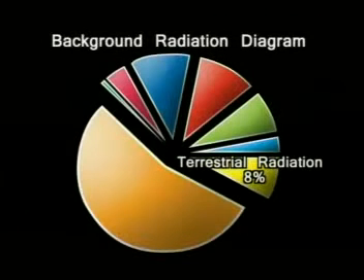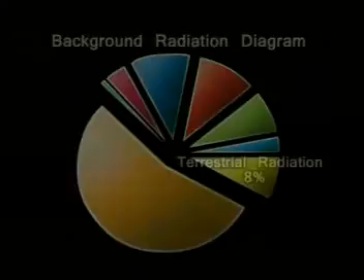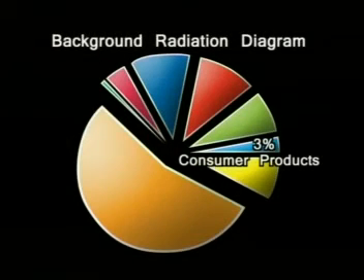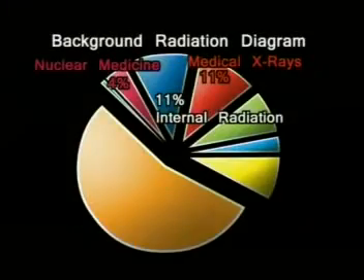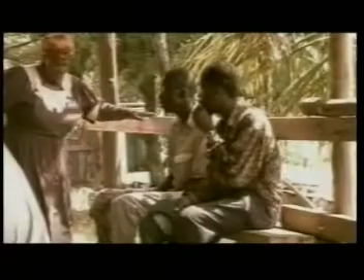The other radiation is terrestrial radiation, and it contributes 8%, and it's made up of natural radioactive materials which were created at the beginning of the Earth. Under man-made, we have products which contribute about 3%, and these are from smoke detectors, for example, and television and computer monitors. 11% is from medical X-rays, 4% is from nuclear medicine. The other 11% is internal radiation, that is the radiation coming from us as human beings.